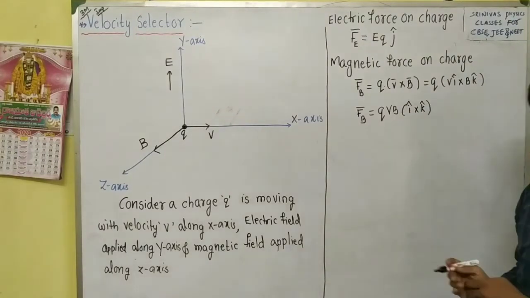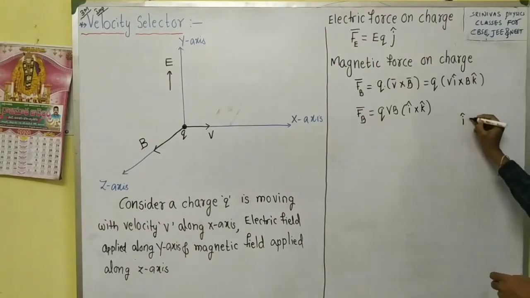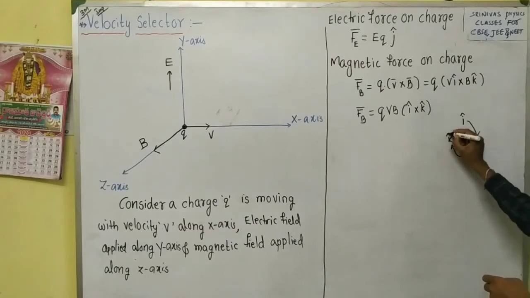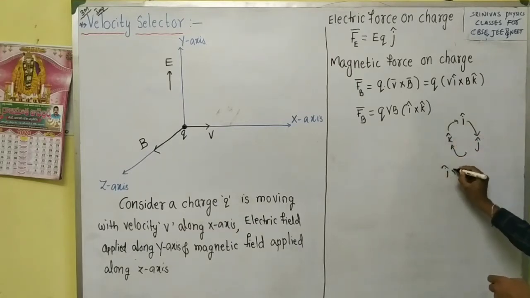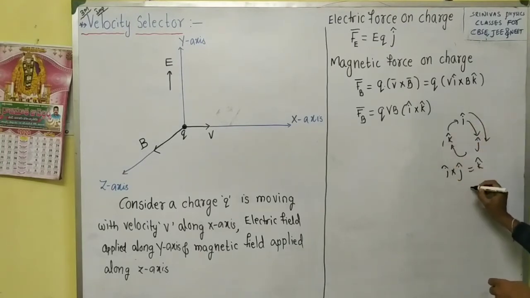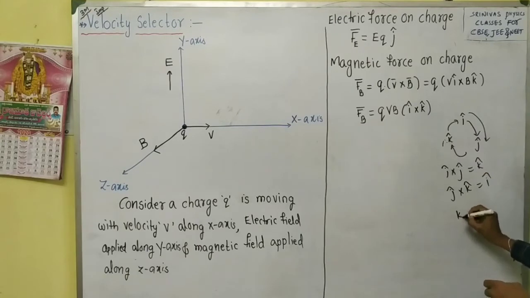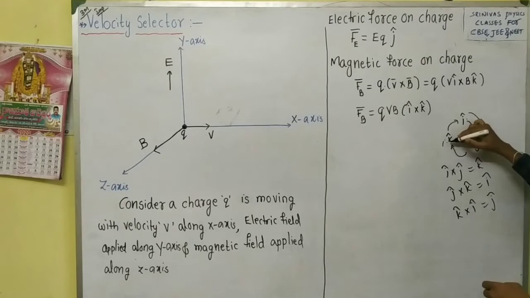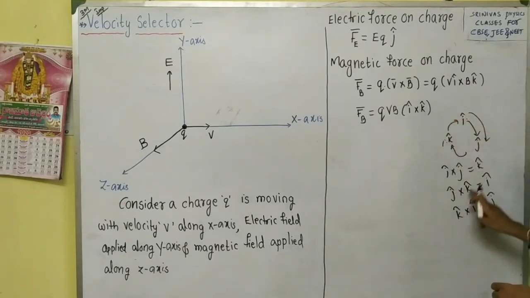But what is I cap cross K cap? You have to remember this cycle. I, J, K. I cap cross J cap is K cap. J cap cross K cap is I cap. K cap cross I cap is J cap. Look here: I J K, J K I, K I J. I cross J is K, J cross K is I, K cross I is J.